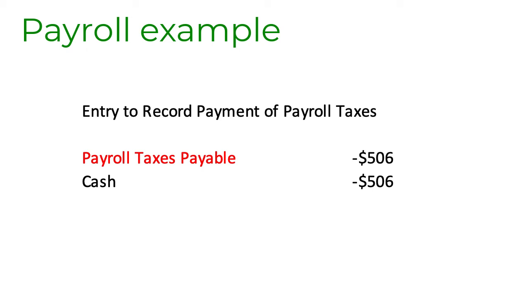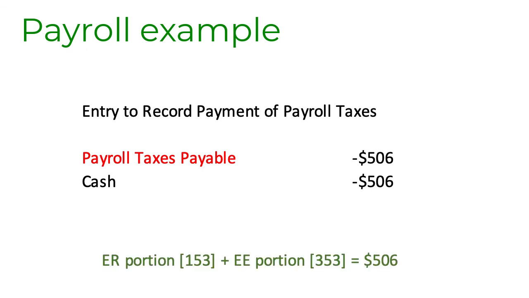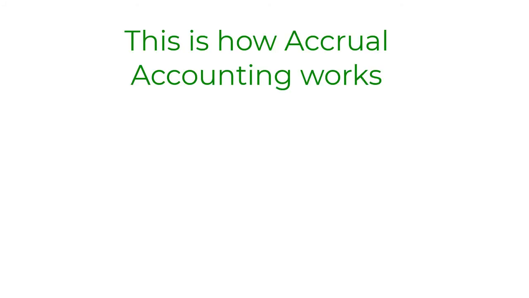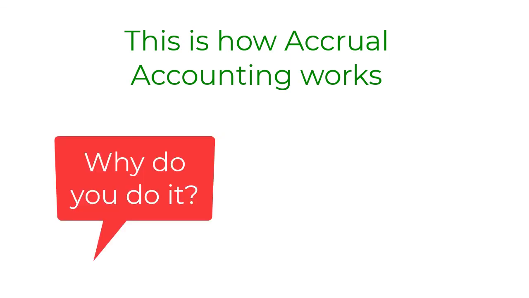The next week, the company pays the payroll taxes to the government. This is $506. This $506 represents the employer portion of $153 plus the employee portion of $353. This entry might be a week or so after the original payroll. It might even be later. It really depends on the local and federal government rules that are in place at the time. You can see from this example how the payable account is being used to help record the transactions. We do not wait until the cash is actually paid to record the payroll expense. So this is how accrual accounting works in a nutshell.